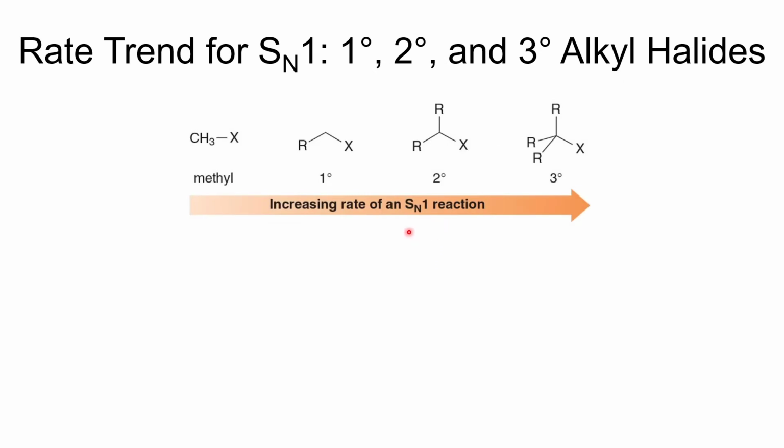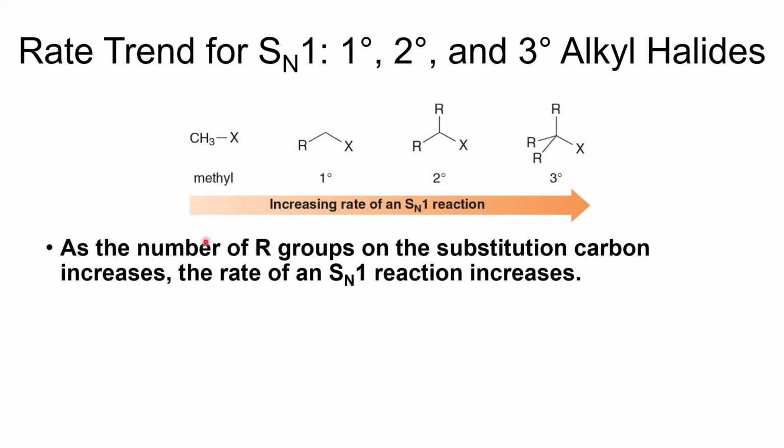So now for the rate trends for SN1 reactions. We're going to look at methyl, primary, secondary, and tertiary, and we'll find that it is exactly the opposite of what we had for SN2. For SN1, as you increase the number of alkyl groups on the carbon, it will increase the rate of the reaction in an SN1 mechanism.